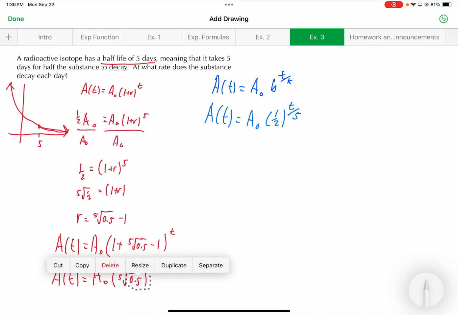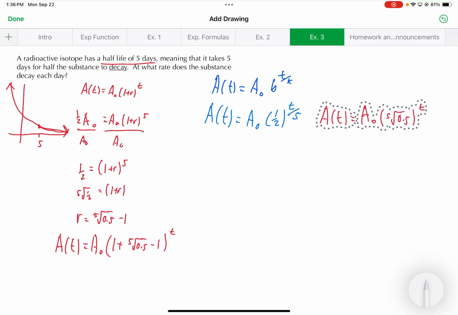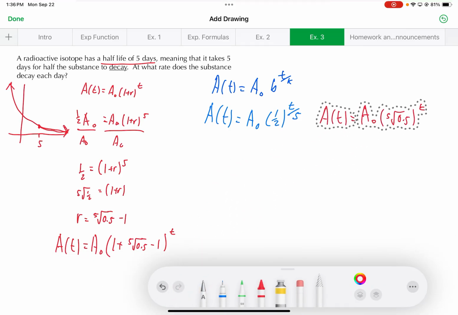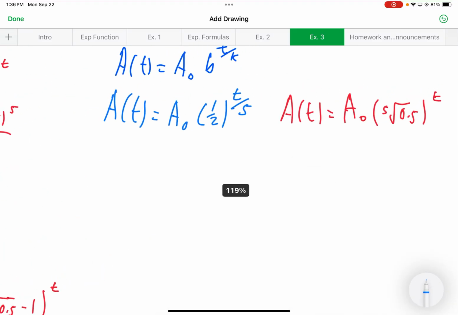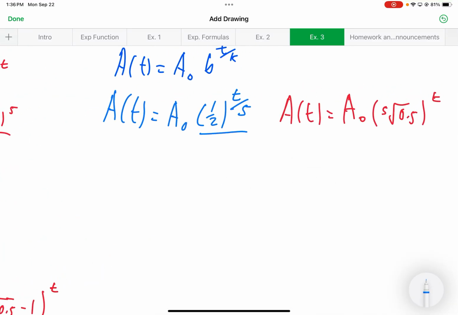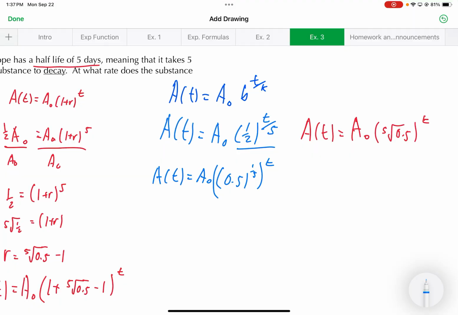Let me lasso this and bring it over here. Oh shoot, it didn't work. Try again. Ah, yeah. Aren't these pretty much equivalent? Because if you look, I have the 5th root of 0.5, but 0.5 is my base here. And if I really wanted to, I can break that t over 5 root apart and make it 0.5 to the 1/5 and then raise to the t. So they are equivalent. All right, questions there?